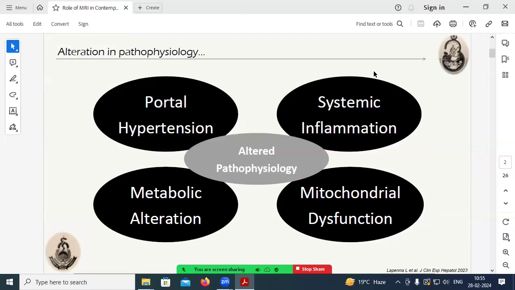Classically, we have been told that it's just the altered portal physiology, the altered portal blood flow that goes in causing the disease process in portal hypertension. But now, with the increasing body of evidence, there are many more stakeholders which have been brought into the picture. That is the systemic inflammation, the mitochondrial dysfunction, the metabolic alterations. Now, these things also have to be evaluated and simultaneously taken care of, so that even if we end up creating a successful shunt, we don't end up creating a complication.